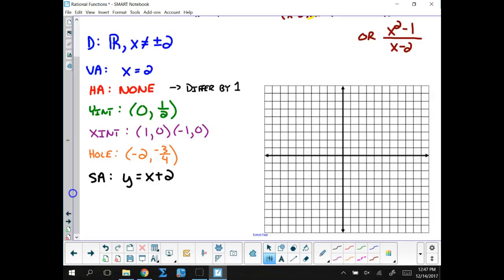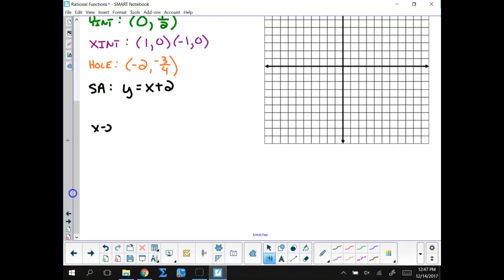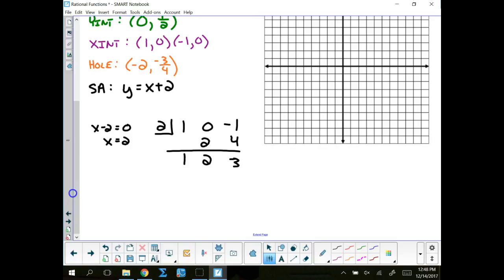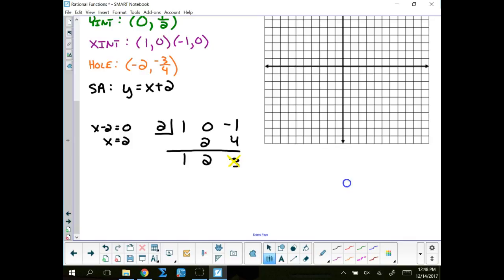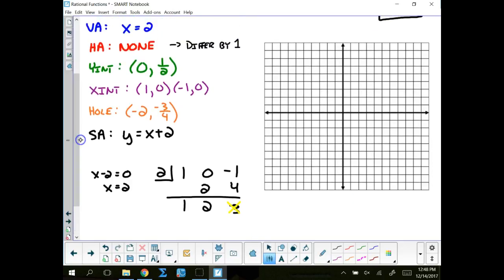Slant asymptote one? Okay. So for the slant asymptote, I'm going to take this right up here and do the division, which is why I re-multiplied it out up there. So I'm going to take x minus 2, set that equal to 0, so that's x equals 2. So I'm going to divide 2 into 1, 0, negative 1. Drop it, multiply, add, multiply, add. And then I forget about my 3, and that leaves me with x plus 2. Alright? Now let's throw all that on there.